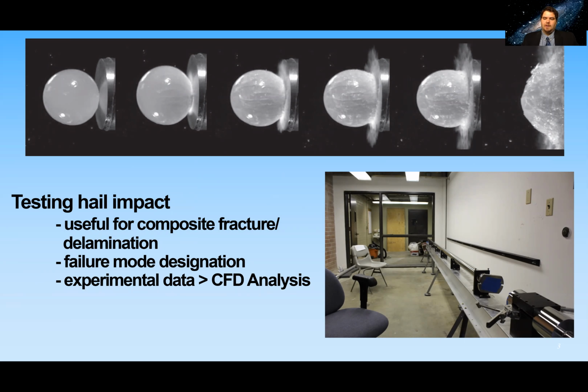And that's done in this case with a 12-foot compressed air gas gun, as you see in this picture. This kind of testing can also be useful for composite fracture analysis and delamination analysis, as well as failure mode designation.